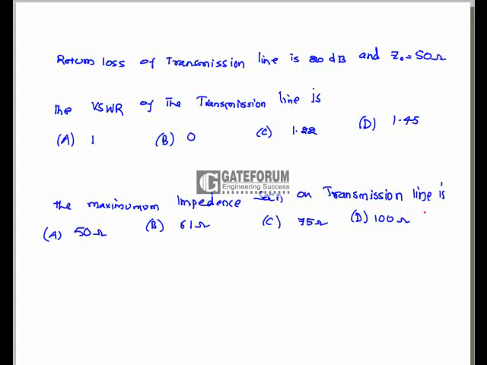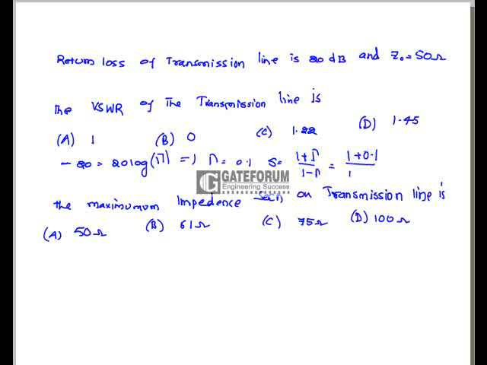The transmission line return loss is 20 dB and Z naught is 50 ohms. The VSWR of the transmission line is, here return loss is nothing but 20 dB means that is minus 20 dB, which is equals to 20 log of gamma. From this, gamma is equals to 0.1. VSWR is 1 plus gamma by 1 minus gamma, that is 1 plus 0.1 divided by 1 minus 0.1, which is 1.1 by 0.9, which is equals to 1.22. So option C is correct.